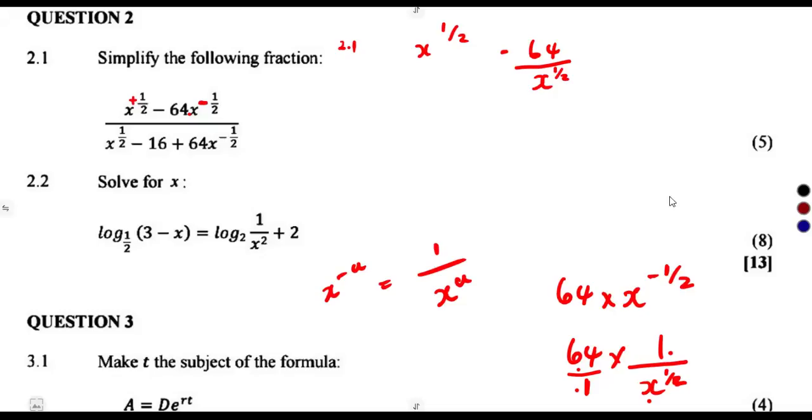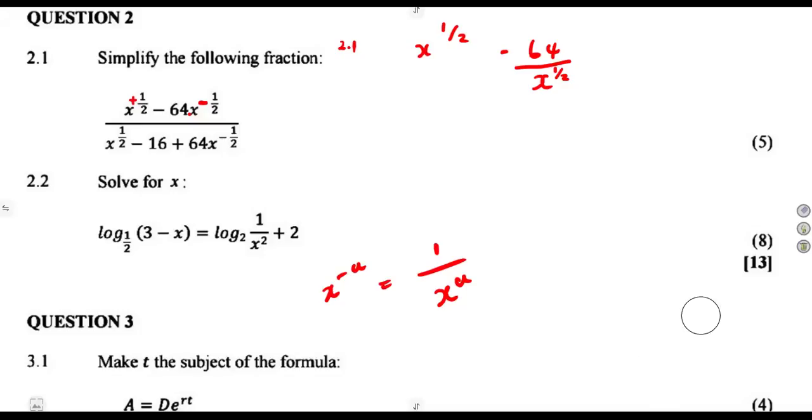So on this part, most of you guys end up making mistakes where you write the 64 also here to say 1 over 64x. No, this one will be wrong.